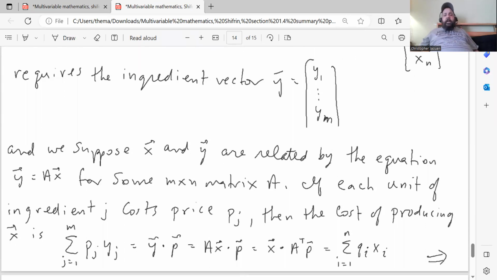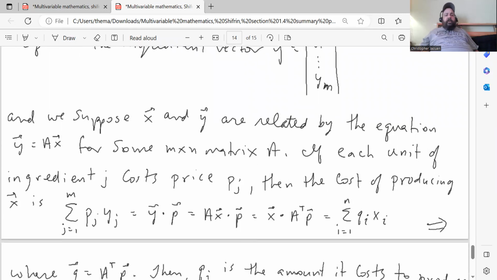For some M by N matrix A, if each unit of ingredient J costs price Pj, then the cost of producing the vector X is given by the sum, J going from 1 to M, of Pj times Yj. This is a dot product here. Pj represents the price of Yj, right? So that's the dot product of Y with P, which, since Y is equal to AX, is the same thing as AX dot product with P. P is the price vector, right? P1 through Pj, through Pm.